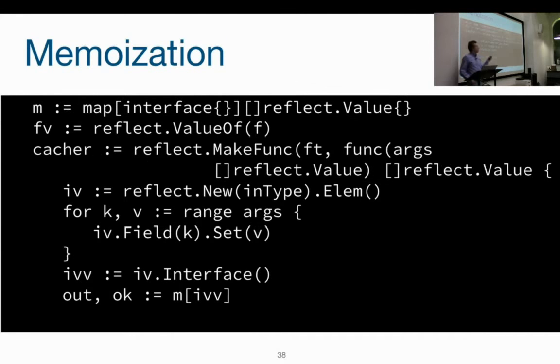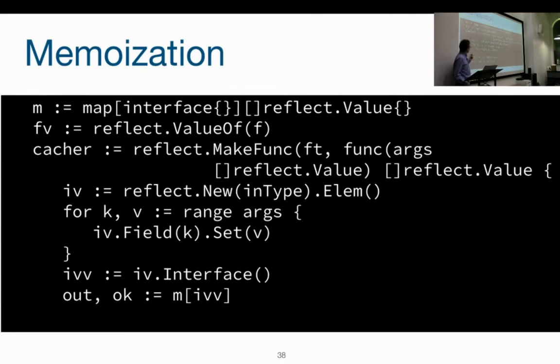Declare the map. It's going to hold our inputs and outputs, right? A map of an interface to a slice of reflect values. And then we have our reflect value of f. This is our function value that we're going to be calling for wrapping. And then we call reflect MakeFunc. We pass in our function type. We pass in a closure whose input is a slice of reflect values and whose output is a slice of reflect values.